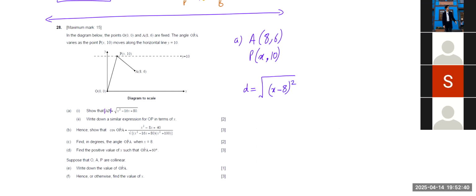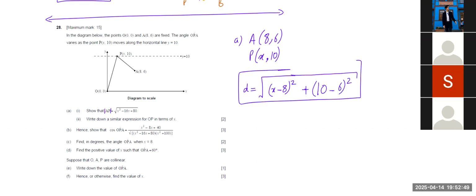X minus 8 whole squared plus the difference between the y values. So 10 minus 6 whole squared. And then put a square root over all of that. That's the distance formula. Now we just have to clean this up.